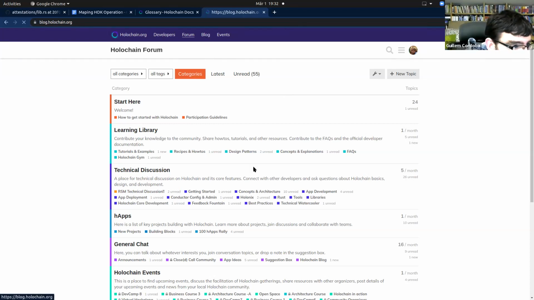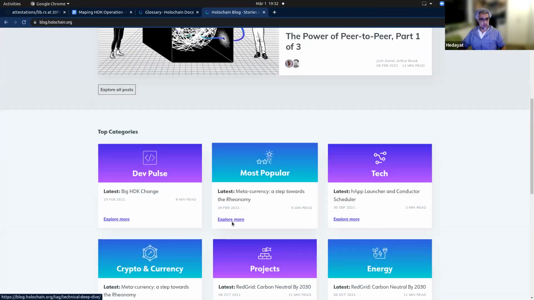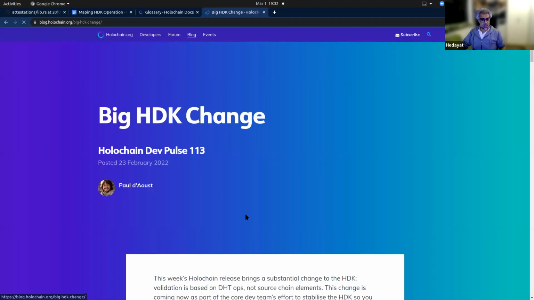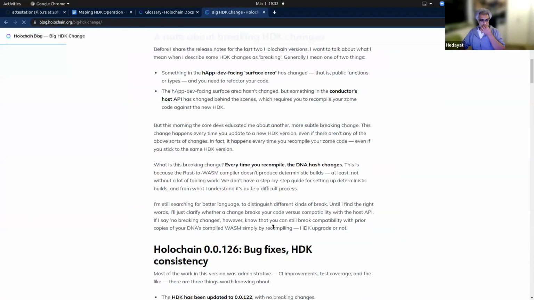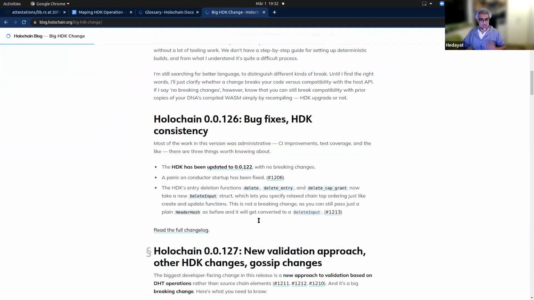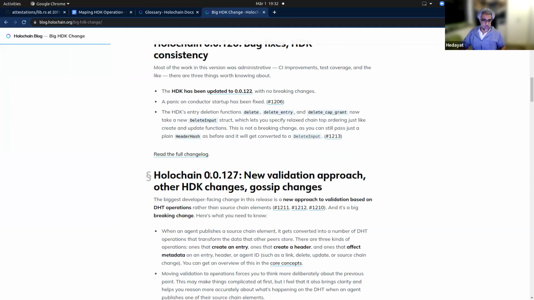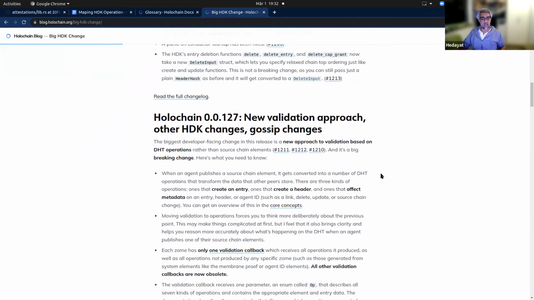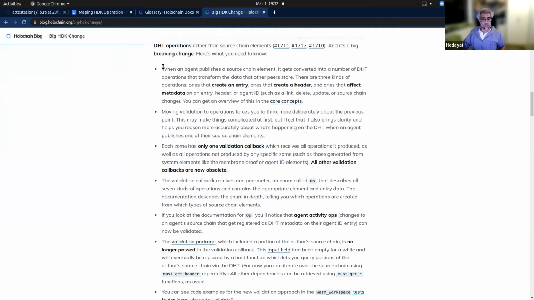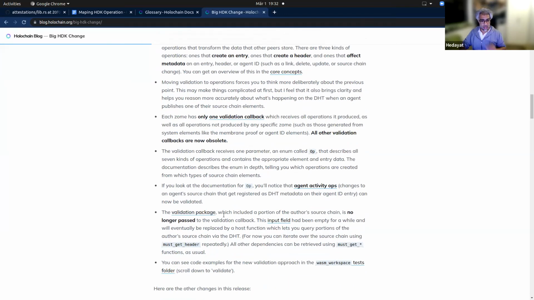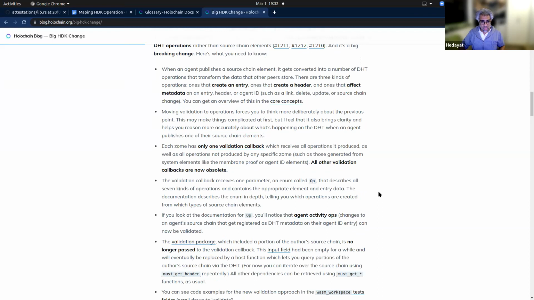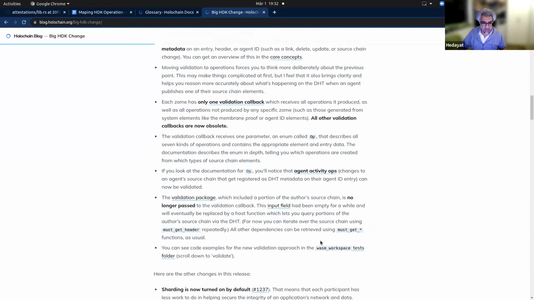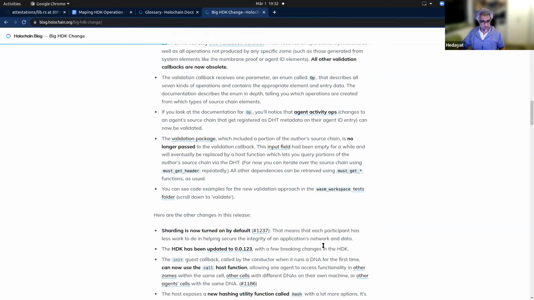Yep. So it is the blog about the big HDK changes. From this version, 0.1.0-beta... a new validation approach is there. There are some changes that you can read and look through to see what is there. Because it is a little bit long, I'm not going to read all of it right now.